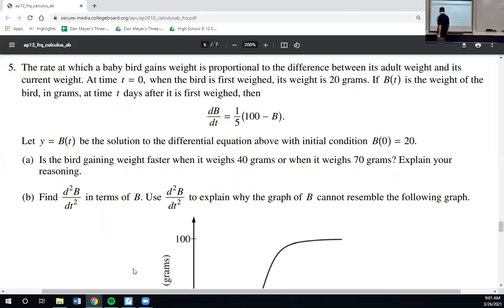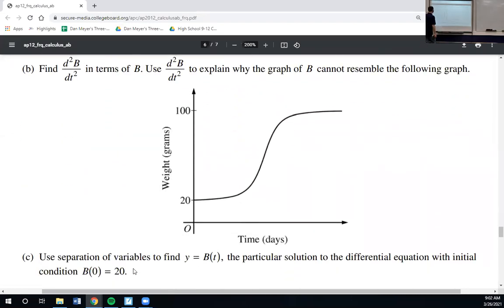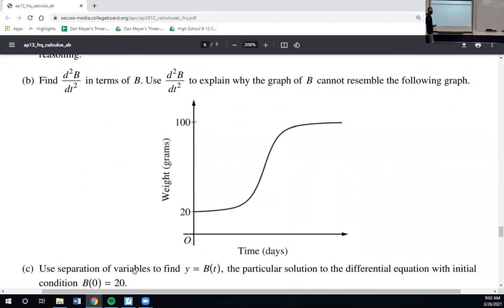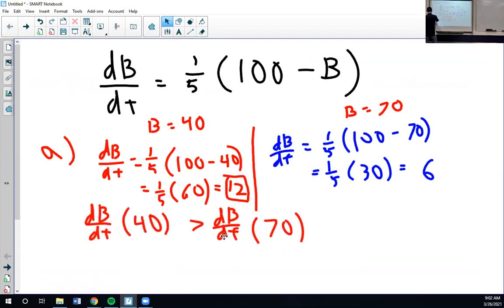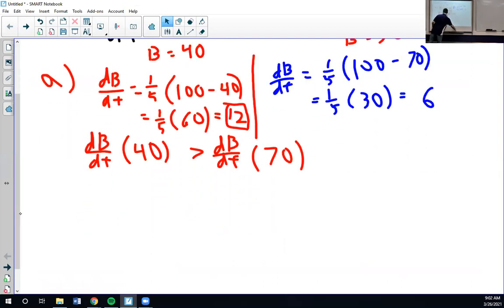In part B, we are being asked to find the second derivative in terms of B. So we're going to get a fairly easy answer, but we also are going to want it in terms of B. And we're asked, here's a graph, why can't B resemble the following graph? Okay. Let's look at that second derivative and see what it can tell us. Part B.